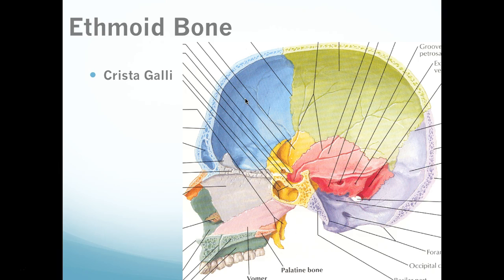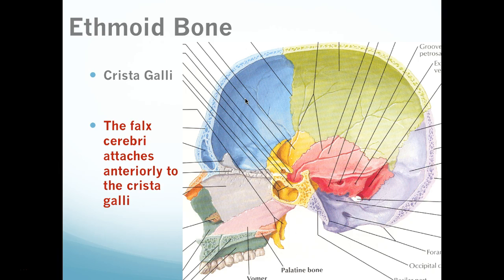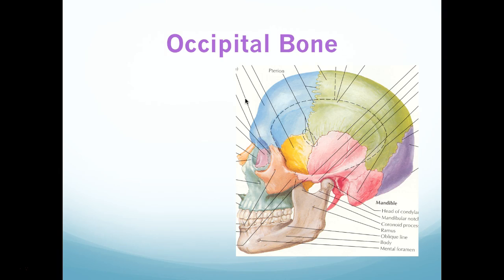The other part is named the crista galli, and now this is a sagittal cut of the skull, and it's going to be this shark tooth looking structure over here. And soon we're going to talk about some dural folds within anatomy too, and we have a dural fold called the falx cerebri that's going to attach to this anteriorly. So that's the main functioning of this bone structure being there.